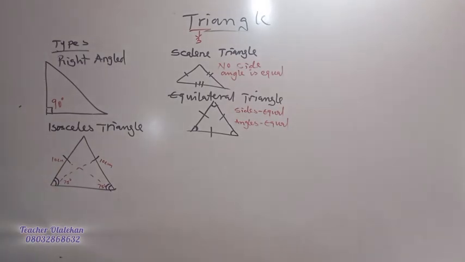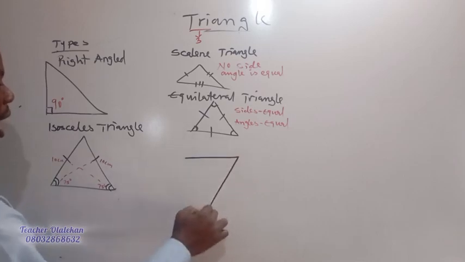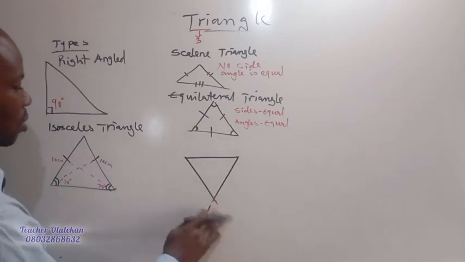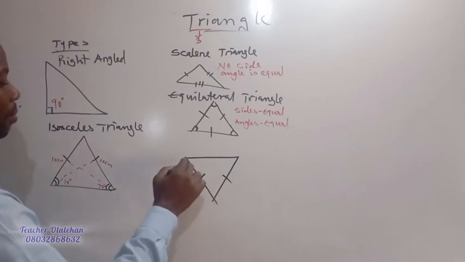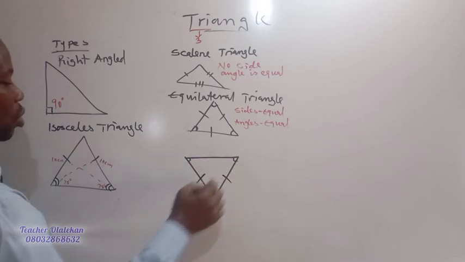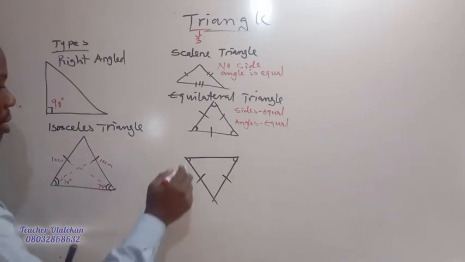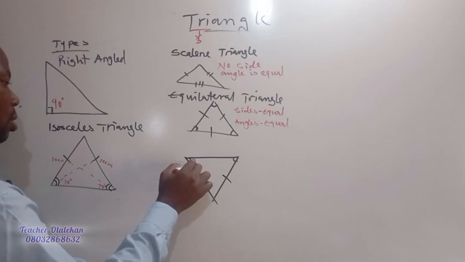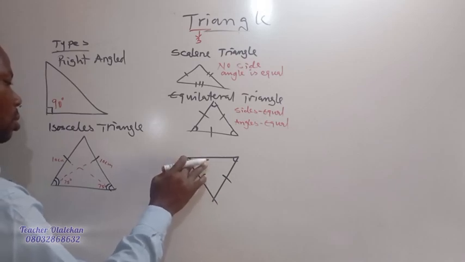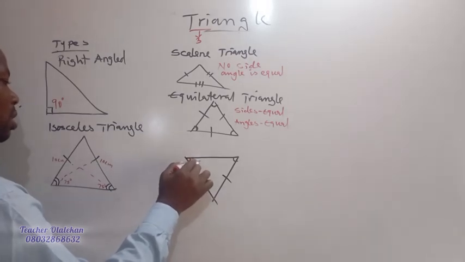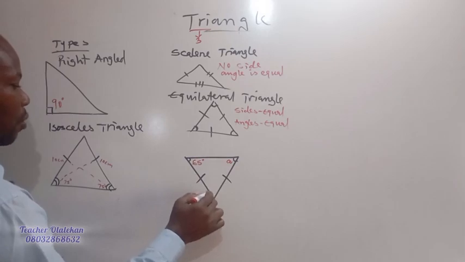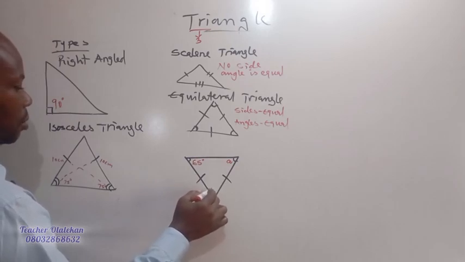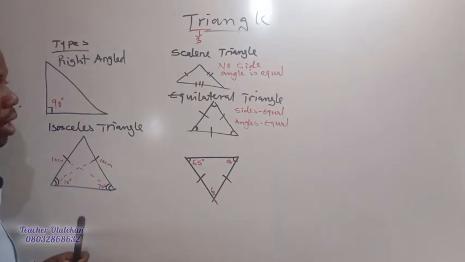Okay, let's work with internal angles of a triangle. Are you there? This is an isosceles triangle. Let's have this angle to be 65 degrees. And let's look for A and let's look for B. We're looking for A and B, yes.